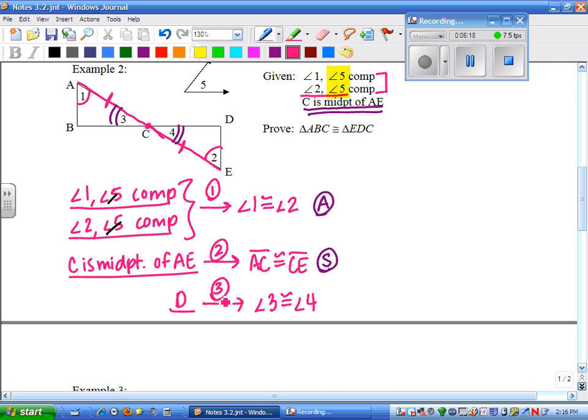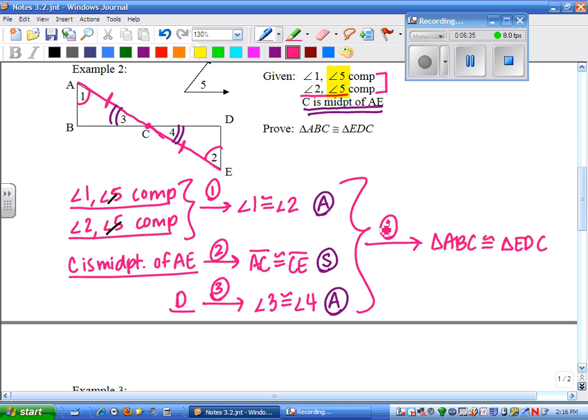Okay, there's my step 3. Now I have an angle, I have a side, I have my last one, which is an angle. I'm going to group them all together. And now I can say the two triangles are congruent. Triangle ABC is congruent to triangle EDC. And that brings me to step 4.